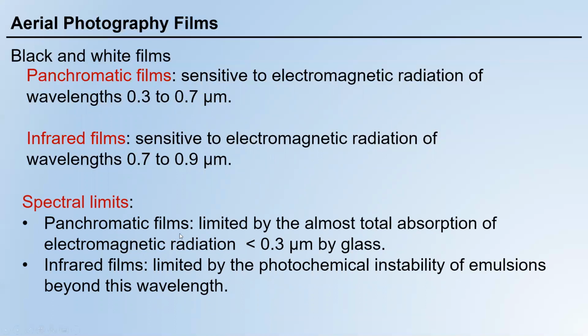For example, panchromatic black and white films are limited by the almost total absorption of electromagnetic radiation shorter than 0.3 micrometers by glass, because the lens system of a camera is made of glass. Since there is glass, panchromatic films cannot receive any reflectance energy from light with a wavelength smaller than 0.3, because glass will absorb most of it.